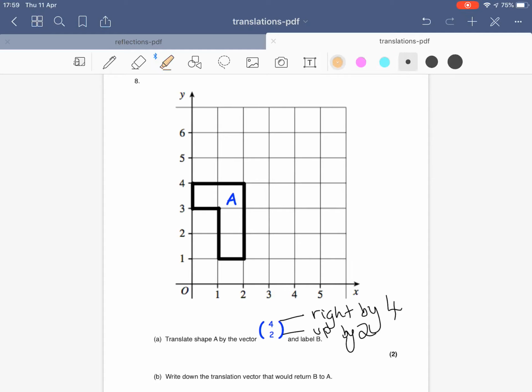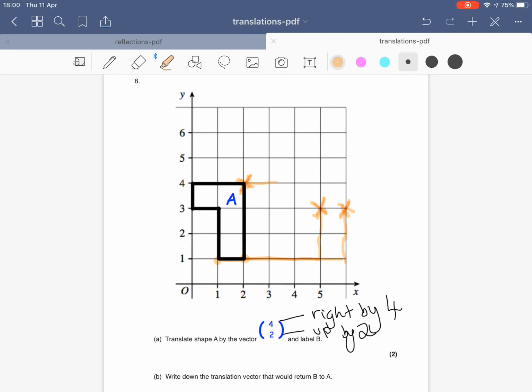So let's pick a point. Any point. So I'm going to go from here first. So I'm going to go 1, 2, 3, 4 to my right, and 1, 2 up. So that is going to be here. This one, 1, 2, 3, 4 to my right, 1, 2 up. So that's going to be there. If you can draw it from there, that's fine. Or if you don't want to, do all the points.